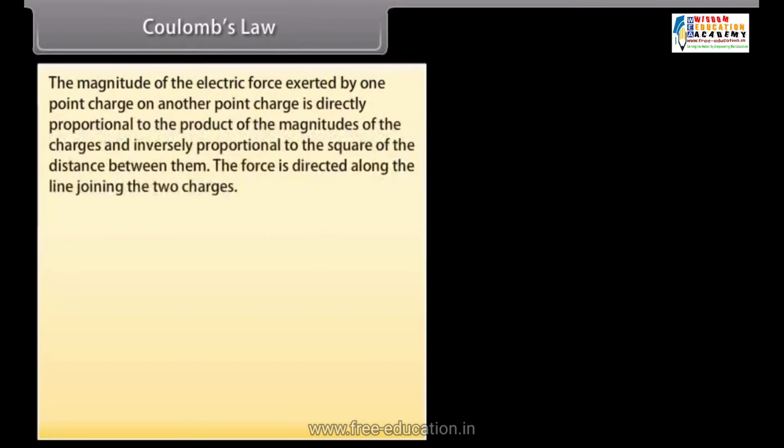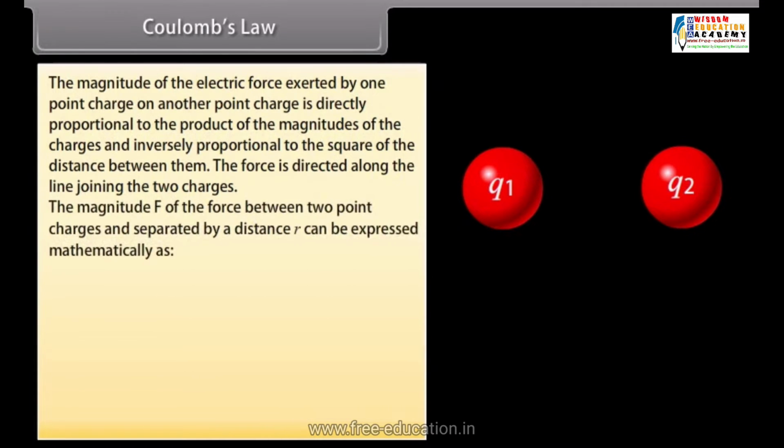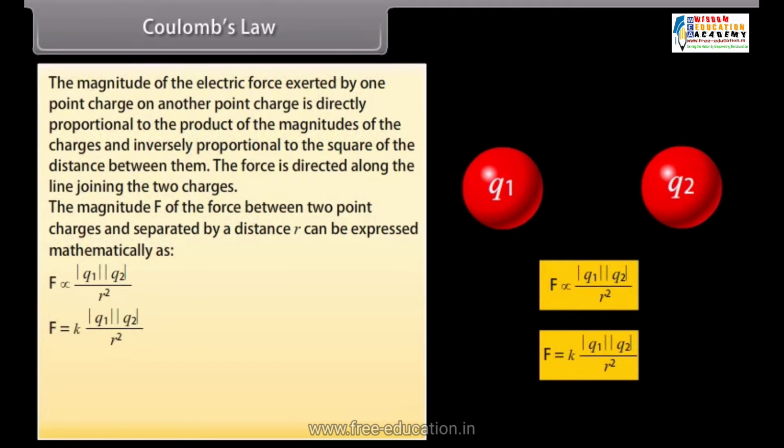Coulomb's law. The magnitude of the electric force exerted by one point charge on another point charge is directly proportional to the product of the magnitudes of the charges and inversely proportional to the square of the distance between them. The force is directed along the line joining the two charges. The magnitude F of the force between two point charges Q1 and Q2 separated by a distance r can be expressed mathematically as F = K|Q1||Q2|/r². Here, K is a constant of proportionality.